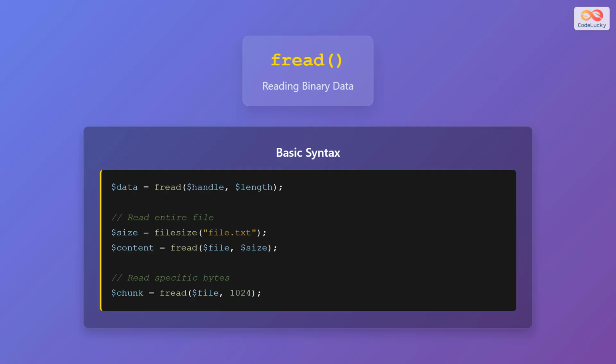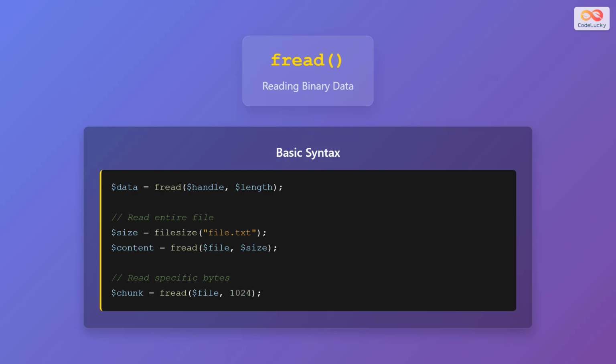Now let's discuss the fread function. The fread function in PHP is used to read a specified number of bytes from an open file. This function is particularly useful for reading binary data, or when you need to read a specific chunk of a file. To use the function, we first need to open a file using the fopen function. Here's the basic syntax. The data variable is equal to fread with parameters fileHandle and length. FileHandle is the file handle resource that we created using the fopen function. Length is the number of bytes we want to read from the file.